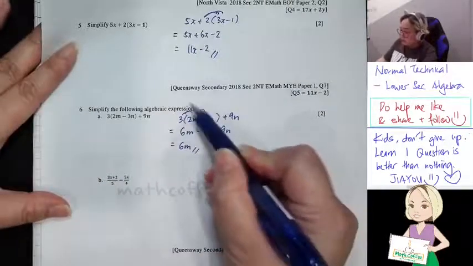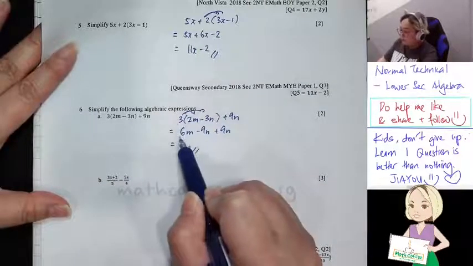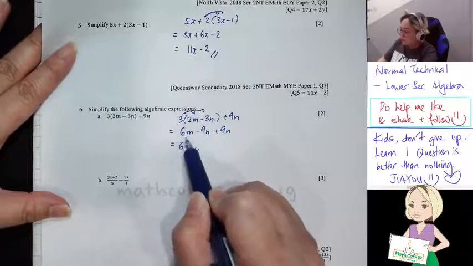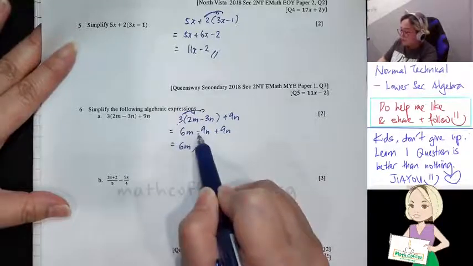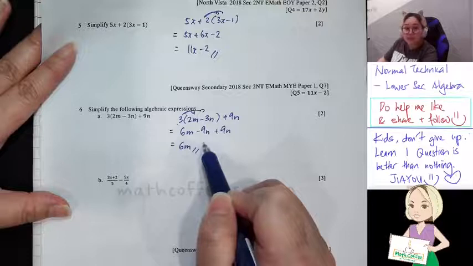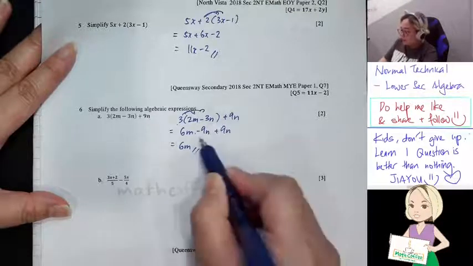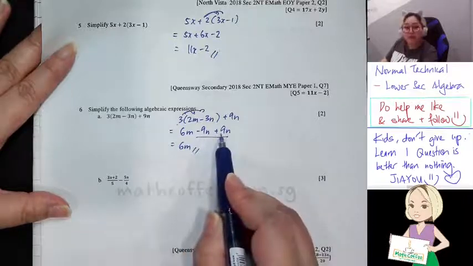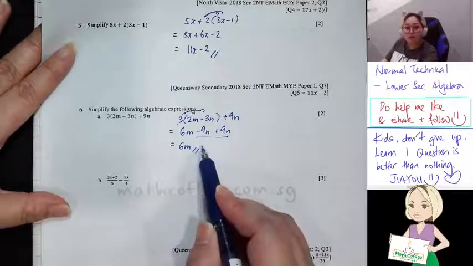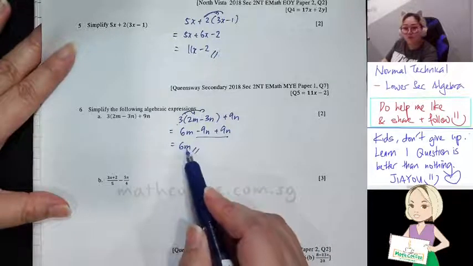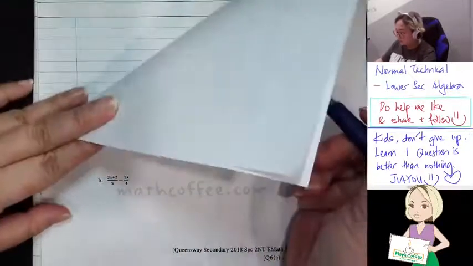Okay, so you remember, positive times positive is positive. 3 times 2m is 6m. Positive times negative is negative. 3 times 3n is 9n. This one got nothing, just put behind. And then this one is the like terms. Minus 9 plus 9 is 0, so you don't have to write the plus 0. So you are only left with the 6m. Okay.